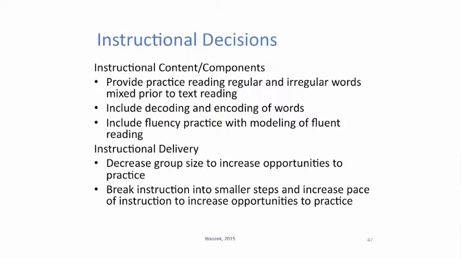And so after seeing this level of, or lack of, improvement, some of the things that were considered, and these were considered through both formal and informal measures, so I'll try and point out some of the informal information. Bullet number 1 was actually related to informal information, and that was to include in the intervention providing practice reading regular and irregular words mixed up prior to the application into the text.